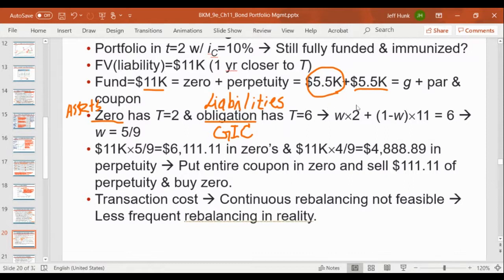In other words, our obligation is 11K, and how is the 11K constructed? How would 11K break down? Because the weight was 50-50 originally, it would have to be 5.5K in the zero and 5.5K in the perpetuity. But can you guarantee that that would be the value of these in year two? The point is, the value of these assets must have changed because we have 1 year less to maturity.